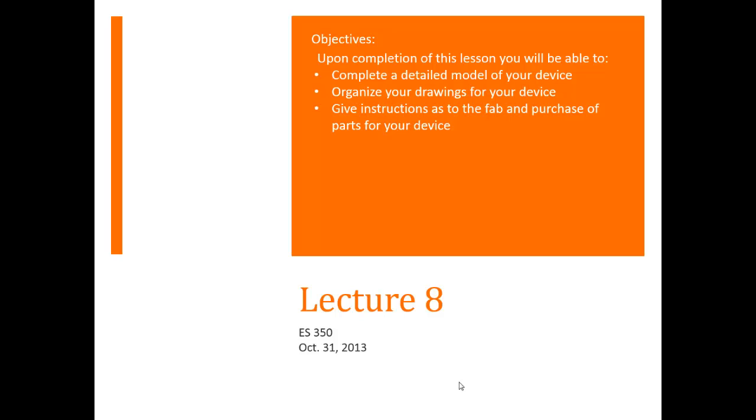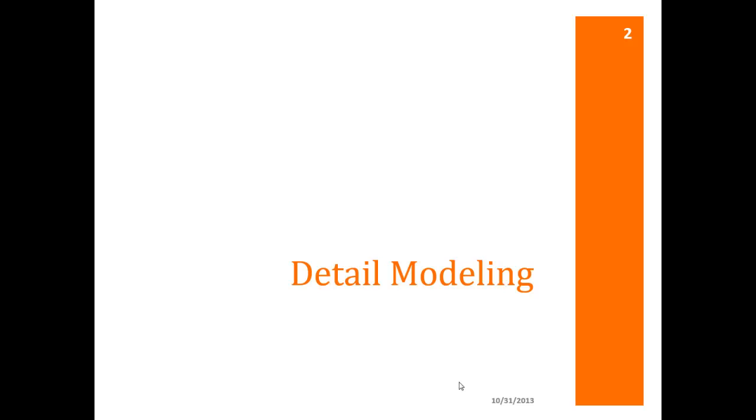And then we will be looking at the fab plan and using it to lay out the list of the various parts in our design that we will be then drawing CAD drawings for, as well as laying out the fab process and setting up a bill of materials. So let's start by looking at detailed modeling.